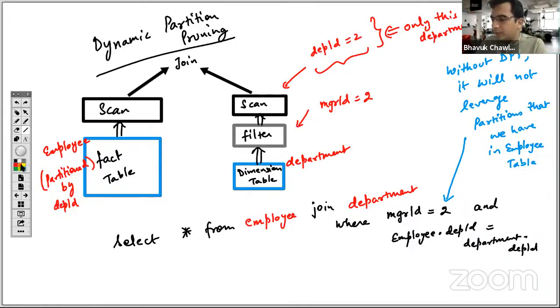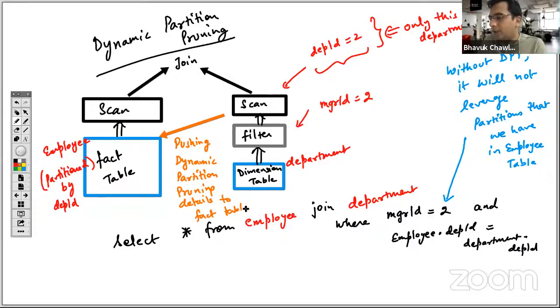It will push these details here, and I'm just writing here. So it is pushing the dynamic partition pruning details to the fact table, which is already partitioned by department ID. So this is pushing the department ID to this, so that when the Catalyst optimizer reads data from the fact table, it will apply the filter.